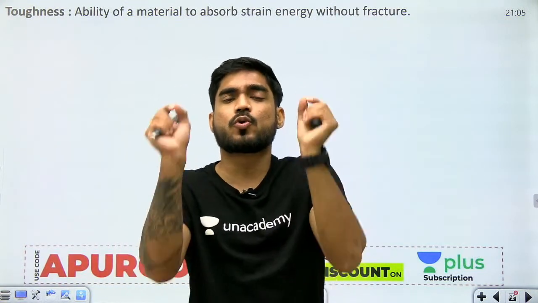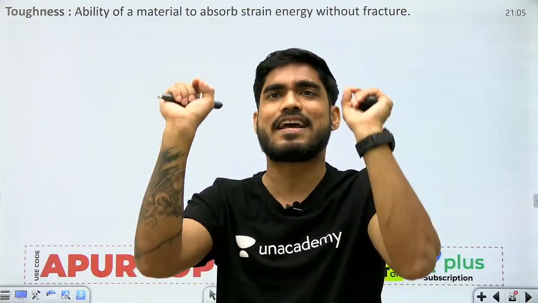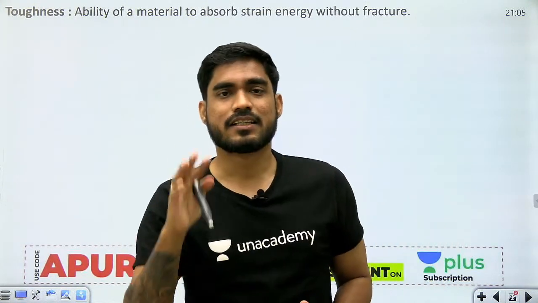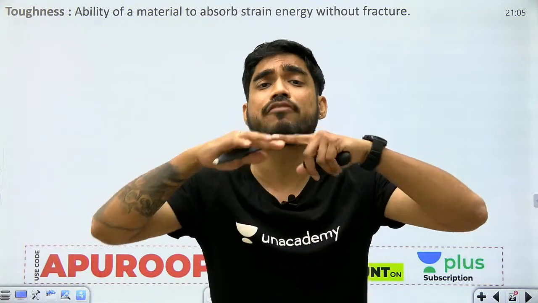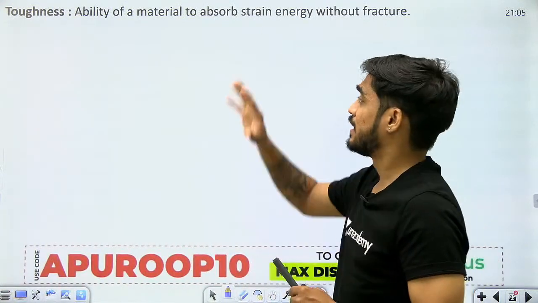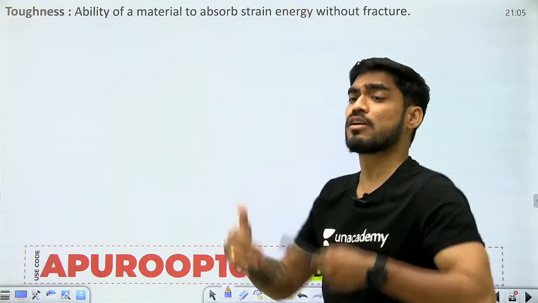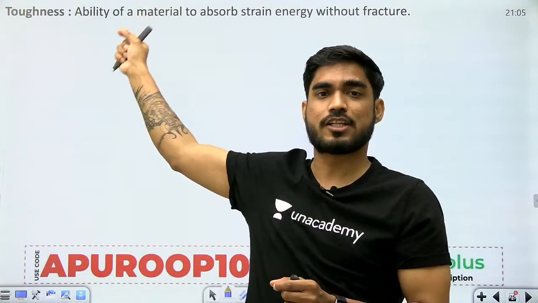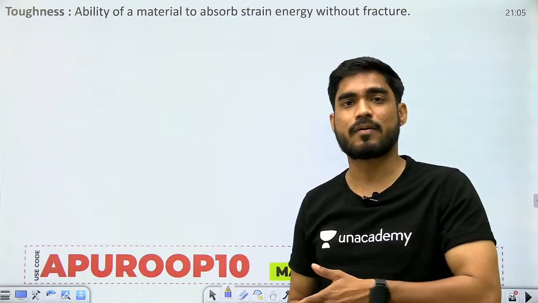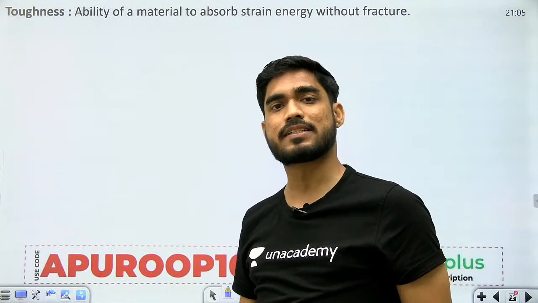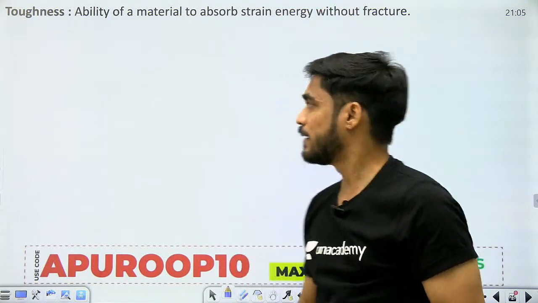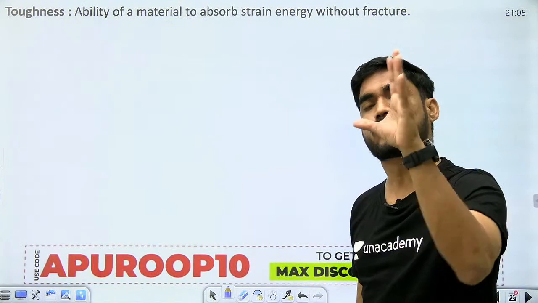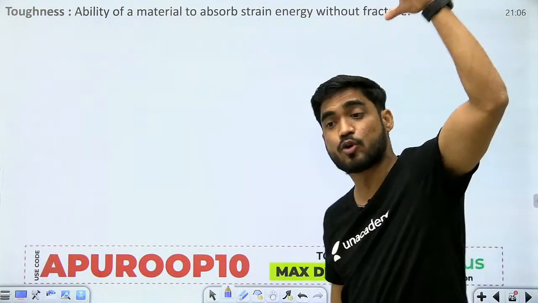It is very close to resilience. Resilience and toughness are very similar. The only difference is, in case of resilience, we say that the material should absorb energy without yielding, and toughness means ability to absorb energy without fracture. So the difference between yield strength and ultimate strength is the same as the difference between resilience and toughness. In yield strength we look at strength up to the yield point, in ultimate strength we look at strength up to fracture, right? So here also, in resilience we say maximum ability to absorb energy up to yield point. Here, ability to absorb energy up to fracture.